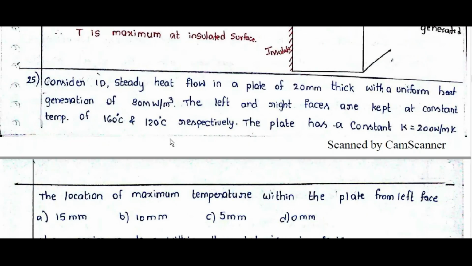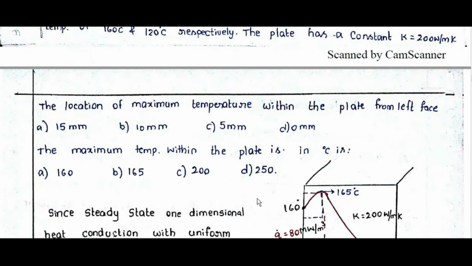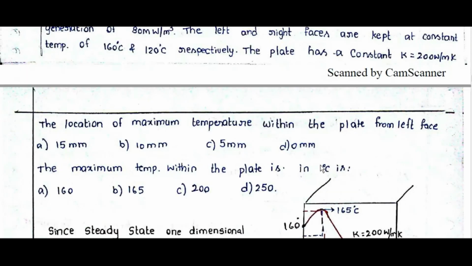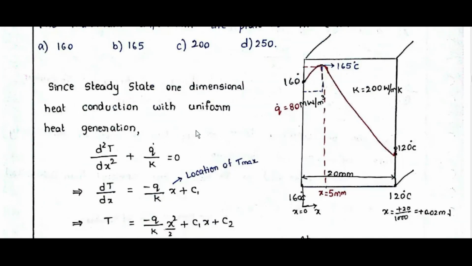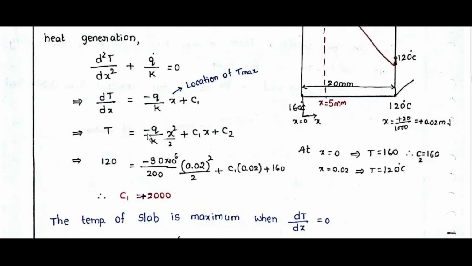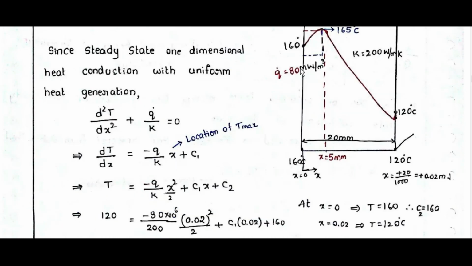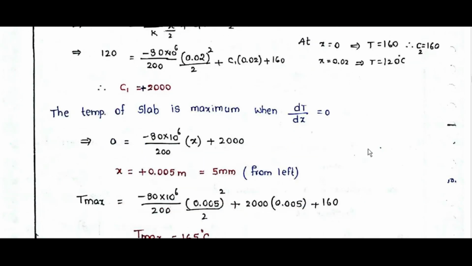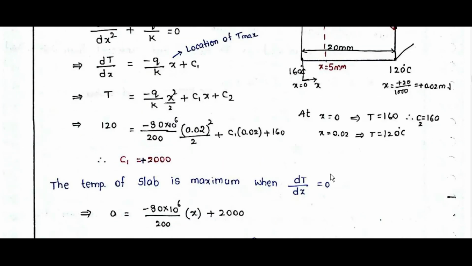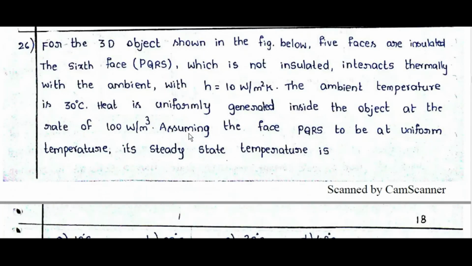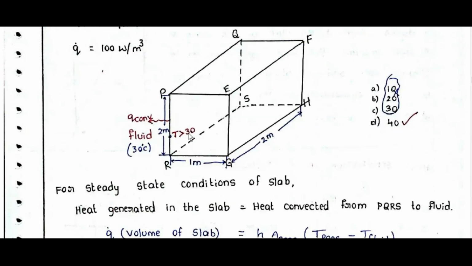Consider a 1D plate, with one side temperatures again 160 degrees, 120 degrees, k is given, and q dot is also given. So d square T by dx square plus q dot by k is equal to 0. Then integrate, C1 and C2 you get from 120 and 160. You can get C1, C2, and maximum at dT by dx is equal to 0. You can get x at T max also. Okay, slab.